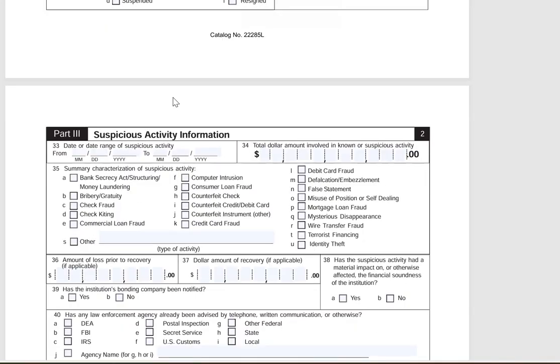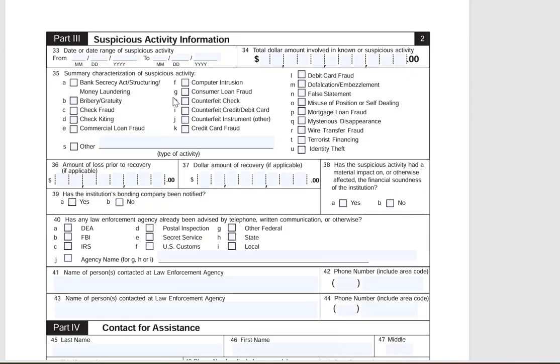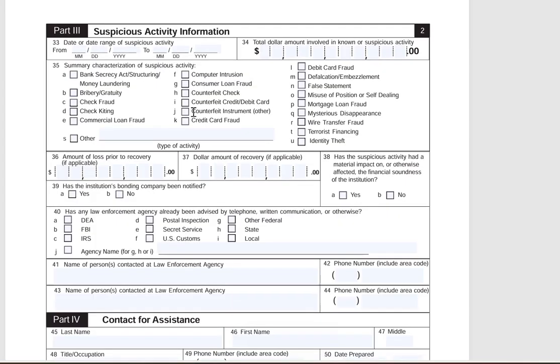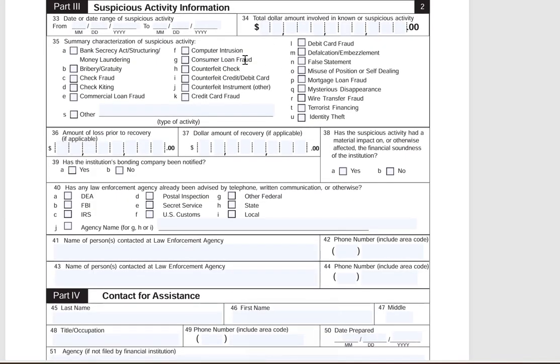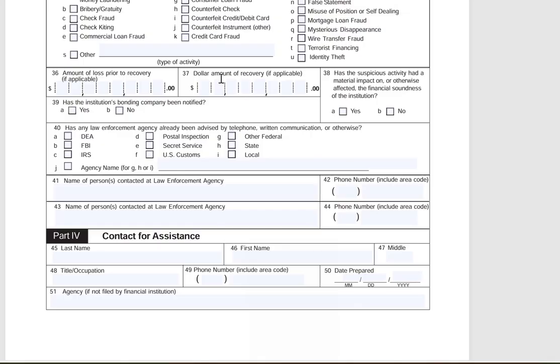And then the suspicious activity information, which is the most important thing. The date or date range of the suspicious activity by the suspect, the dollar amount, how much they did in that fraudulent transaction, and the summary or characterization of the suspicious activity. If it is new or other and not included there, we should mention it. Then the amount of loss prior to recovery, the amount recovered, how much they were able to recover, and how much they were not able to recover.